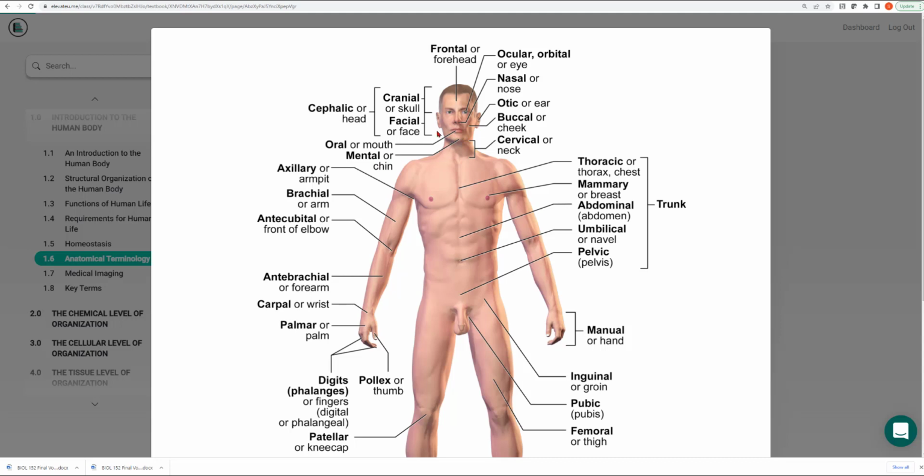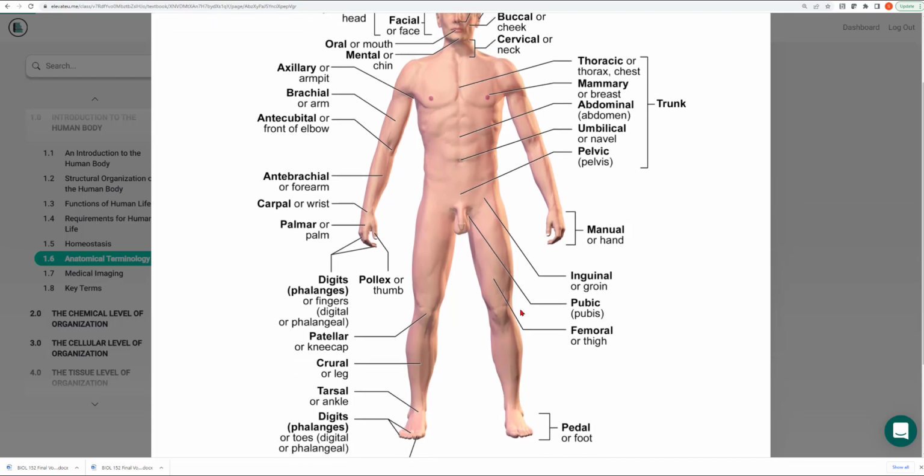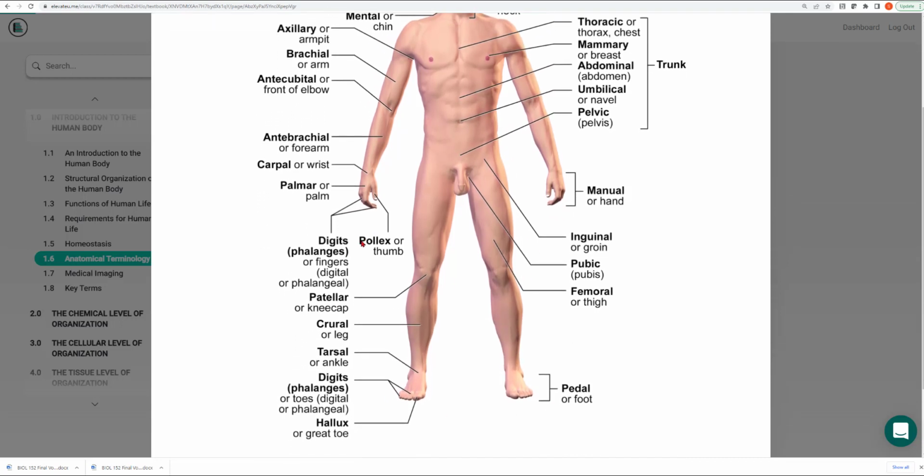If I say to you, where's your axillary region? That's your armpit. Your brachial region is your upper arm. The antebrachial region is your forearm. Most people might guess about the brachial region, but they're not very clear about the antebrachial region being the forearm region. So you get the idea. It's very important that you know these regions. Let me point out one that's not very common. The crural region is the front of your leg, or you might call that your shin.